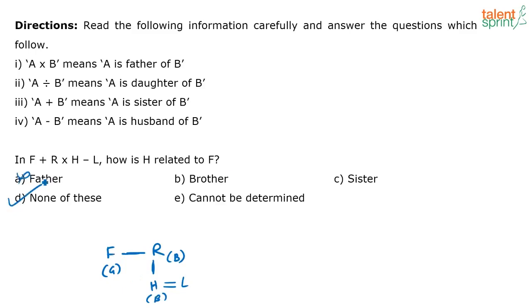Father, brother, sister. Anyway, not any of these three. So it has to be none of these, right? If you see actual relationship, F is the aunt of H, or if you look from F's side, H is F's nephew. How is H related to F? Correct. H is F's nephew. So answer is option D.